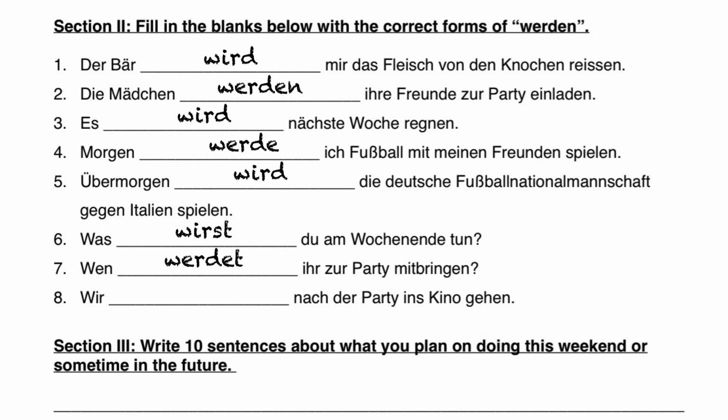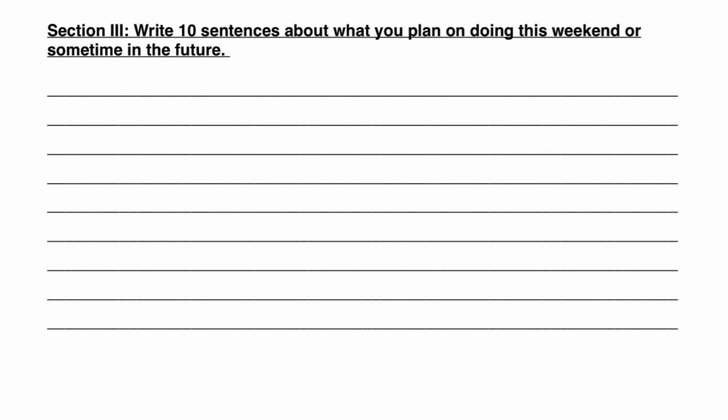Nummer 8. Wir, something, nach der Party ins Kino gehen. Wir is the subject in this sentence, and therefore we have to use here the wir form, which is werden. In section 3, we're supposed to write 10 sentences about our weekend plans, or something that you're going to do in the future. So I just put together some random sentences for you.